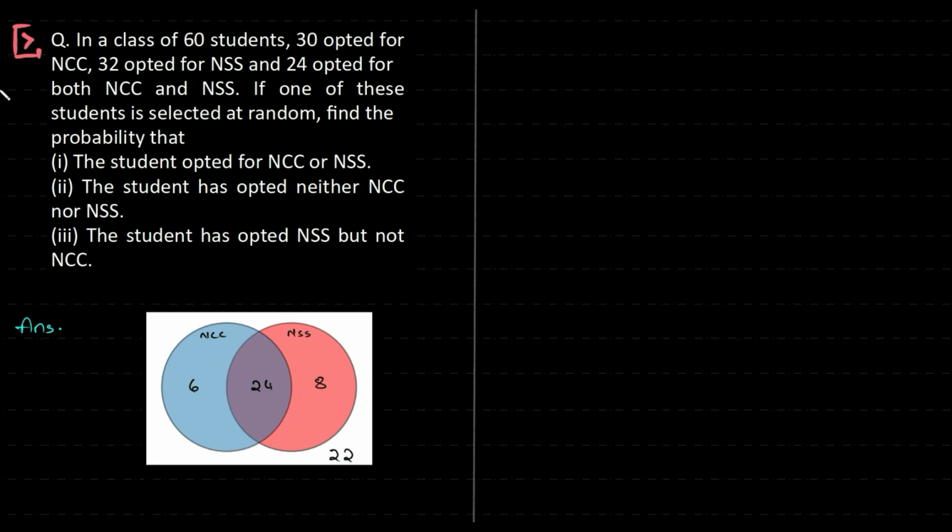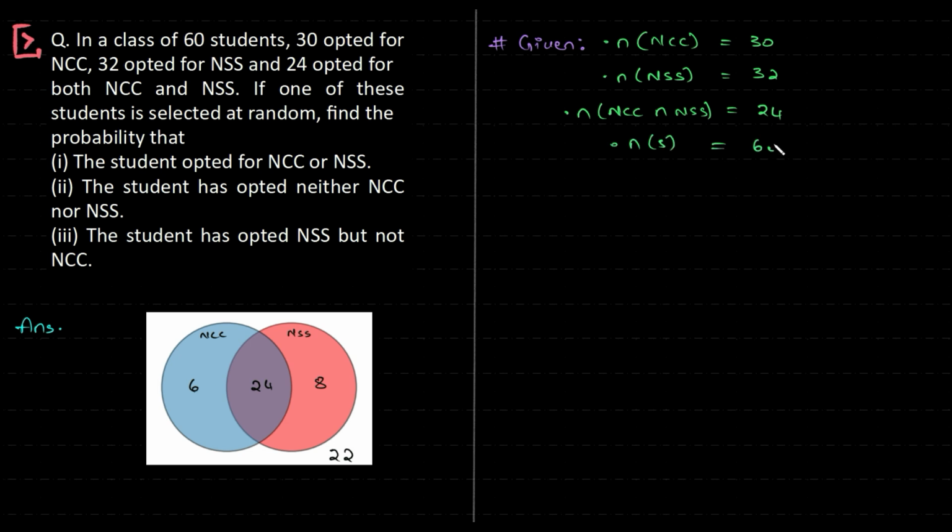Now, to figure out any kind of probability, we need to know the numbers. So we actually found it, but we need to write it and show it. So we have been given the following. The number of people who are in NCC is 30. Number of people who are in NSS is 32. Number of people who are in NCC and NSS, not or, and, is 24. And the total number of people is 60. Right? Then what else?